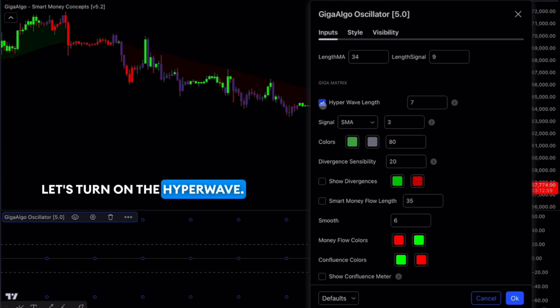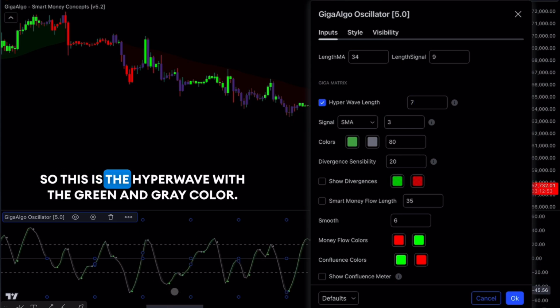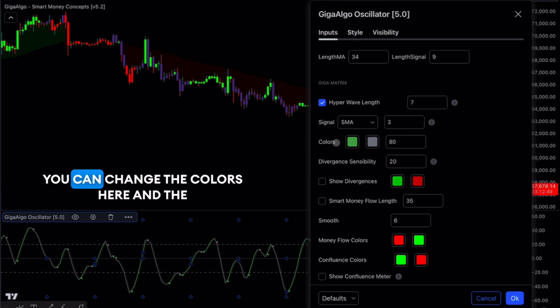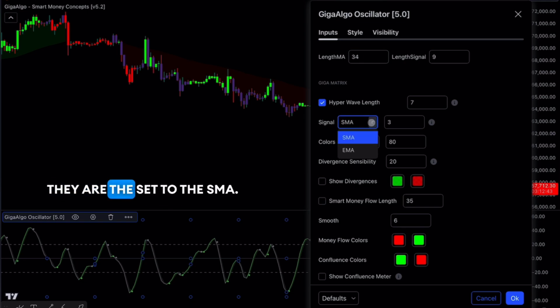Let's turn on the hyperwave. The default length is set to 7. So this is the hyperwave with the green and gray color. You can change the colors here. And the signals, which are these little dots, they are set to the SMA.